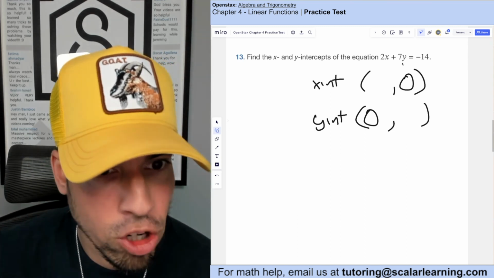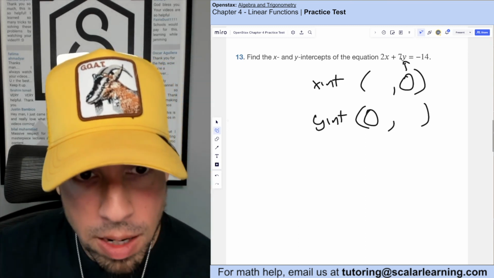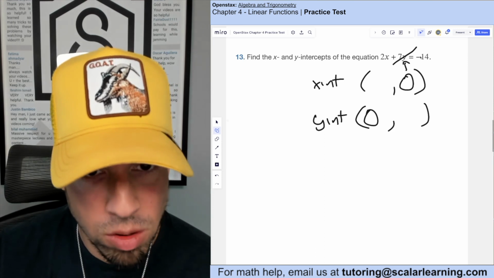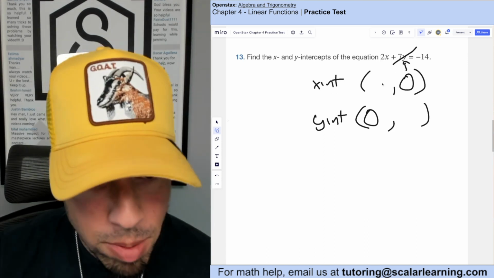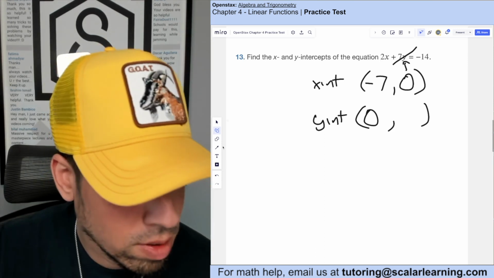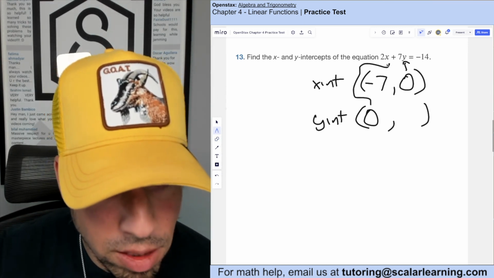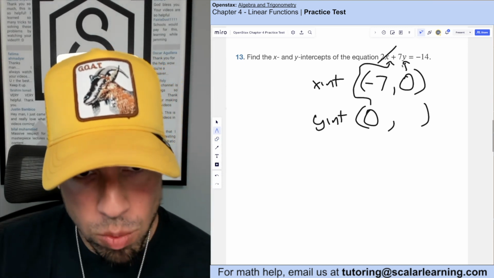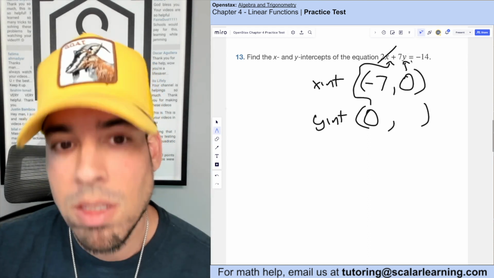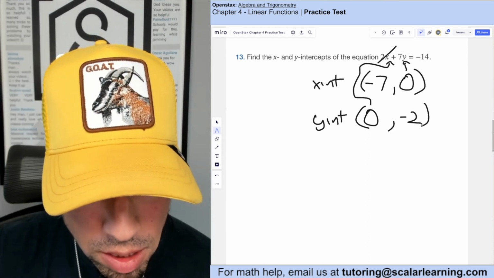And then we just plug and chug, right? If I plug in 0 for y, that goes away. I get 2x equals -14. Divide by 2, and I get x equals -7, okay? And then likewise, when I plug 0 in for x to get the y-intercept, that basically goes away. 7y equals -14. Divide by 7, y equals -2.